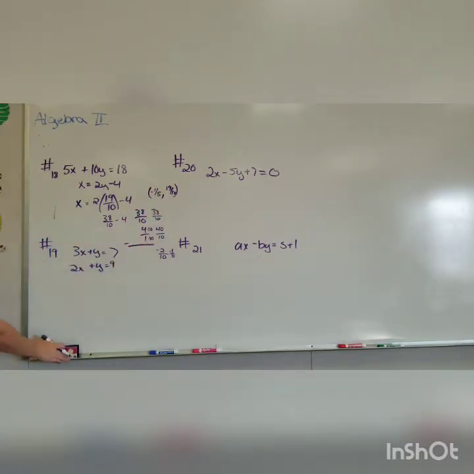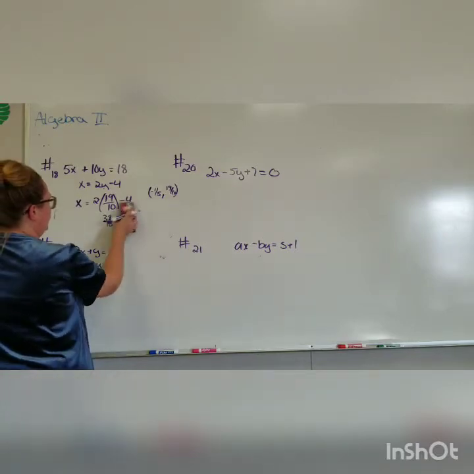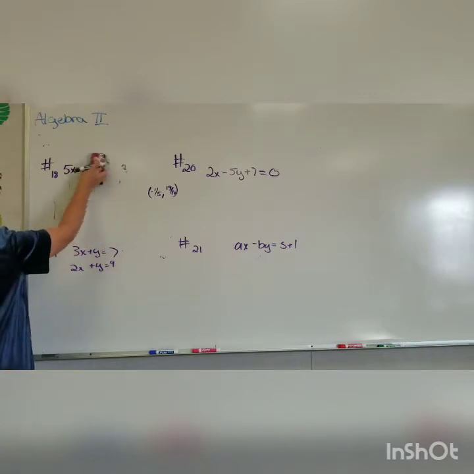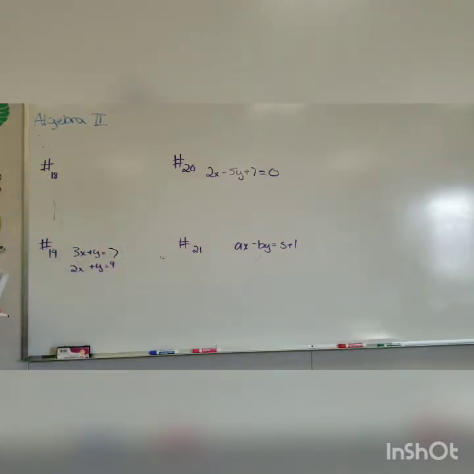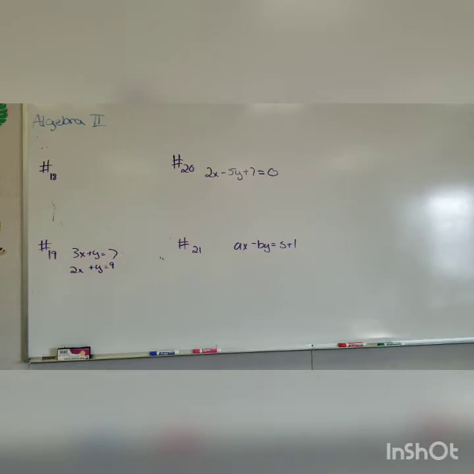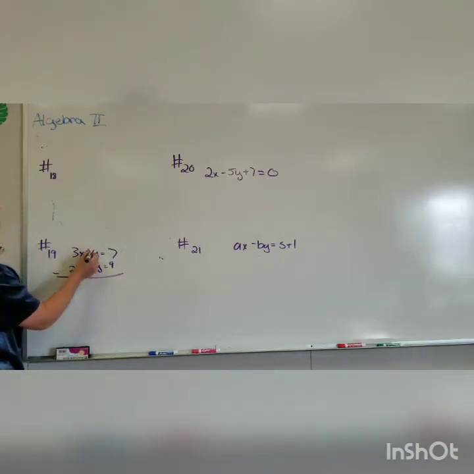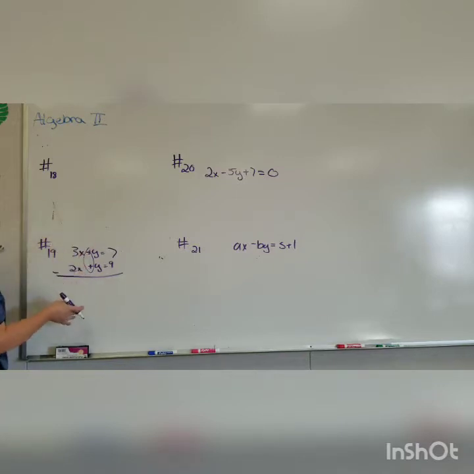All right, problem number 19. They've given you a system of equations. 3x plus y equals 7 and 2x plus y equals 9. So you'll notice the y's are equal. They're both 1y. The problem is they're both positive. This really isn't a problem. Instead of adding these equations, you can just subtract these equations and they will eliminate. When you have the same sign here, you're going to subtract. If one's positive, one's negative, you're going to add.